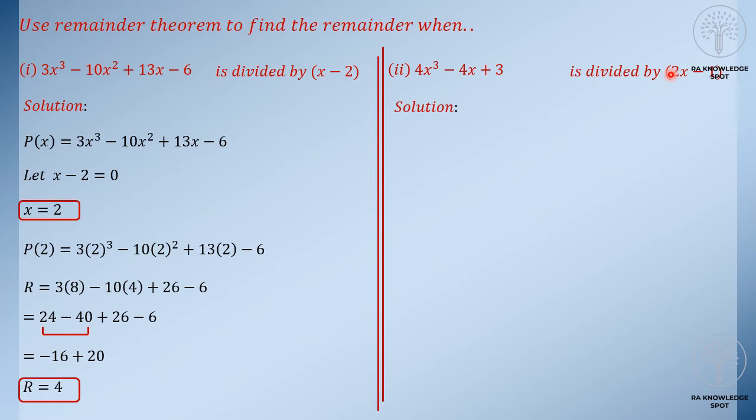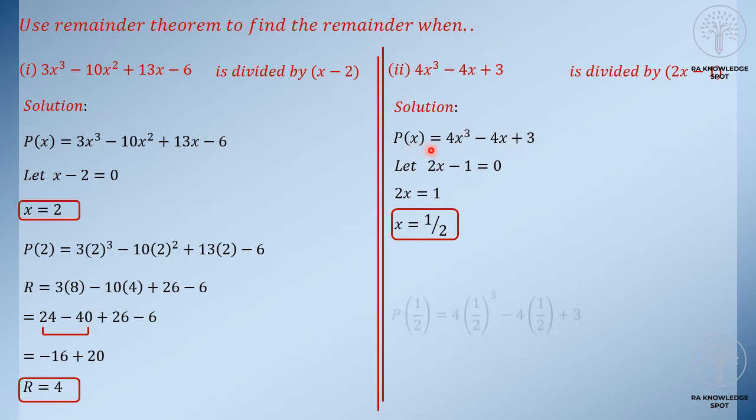Now we are going towards the next part. This is 4x cubed minus 4x plus 3 divided by 2x minus 1. Here in this question, this is the polynomial and this is your divisor. The polynomial you have to write separately this way. Then let 2x minus 1 is equal to 0. Then here it is negative, on the other side it will be positive. You have to find the value of x, that is 1 by 2.